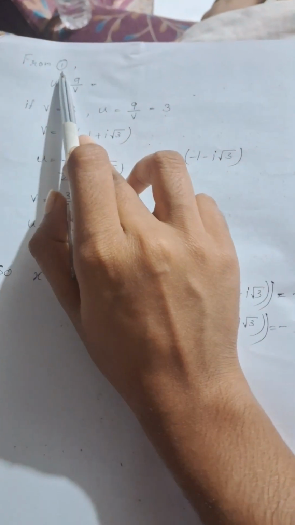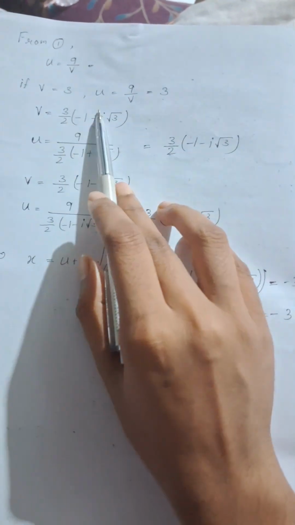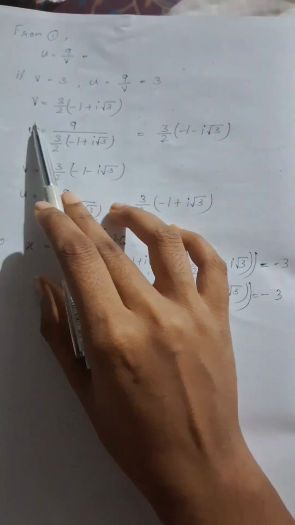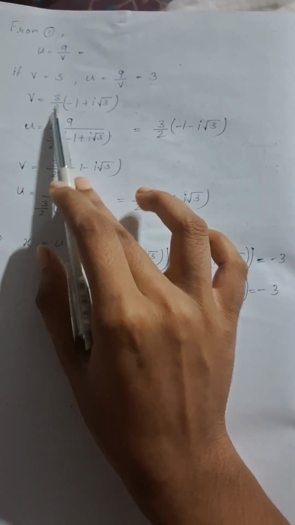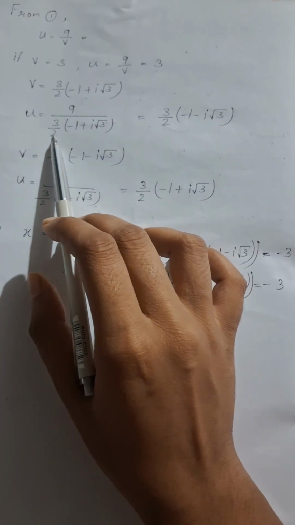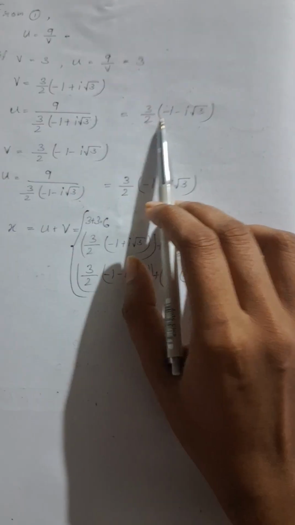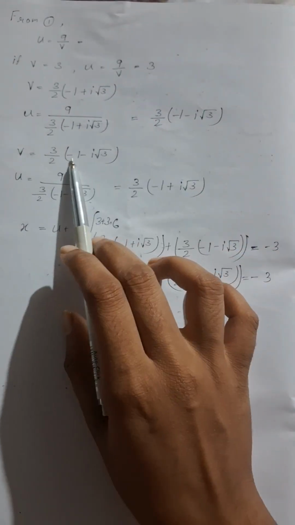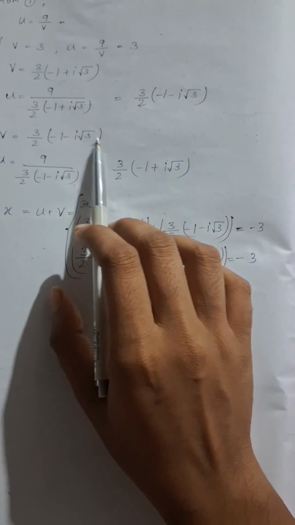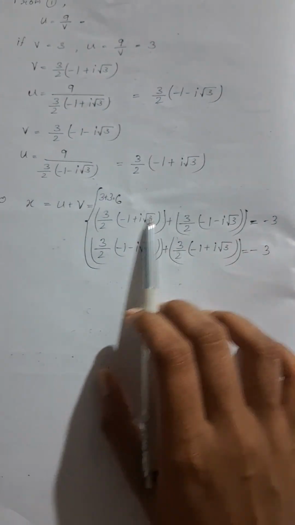So from 1, we know u equals 9 by v. So if v equals 3, then u equals 9 by v, which is 3. And when v equals 3 by 2 into minus 1 plus i root 3, u will be 9 by 3 by 2 into minus 1 plus i root 3, which is 3 by 2 into minus 1 minus i root 3. Again, accordingly, when v is 3 by 2 into minus 1 minus i root 3, u will be 3 by 2 into minus 1 plus i root 3.